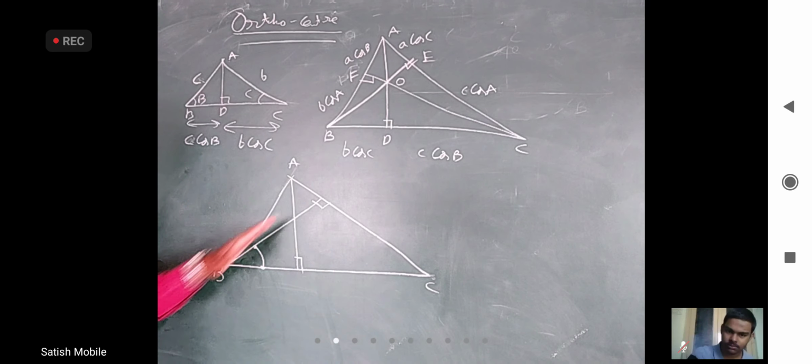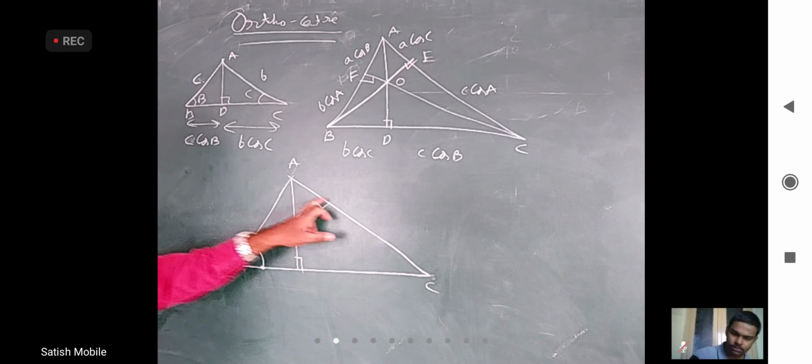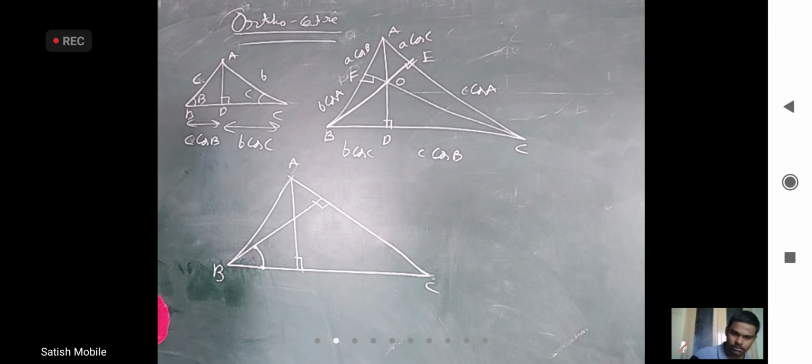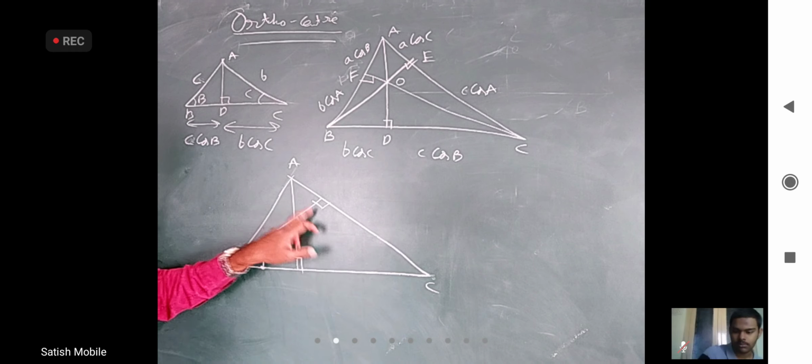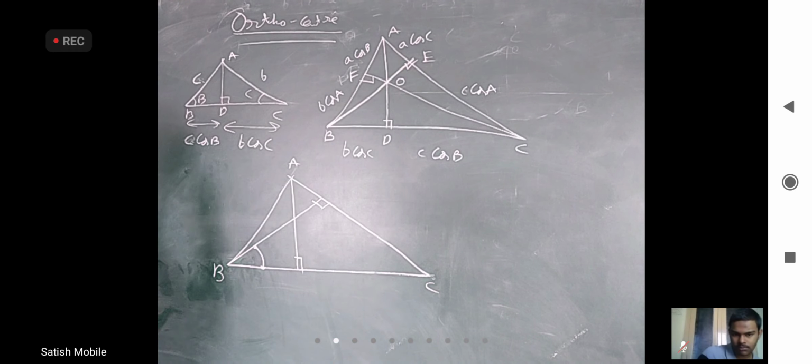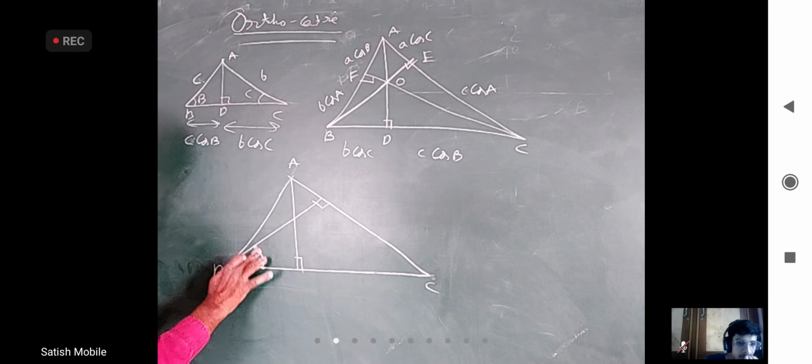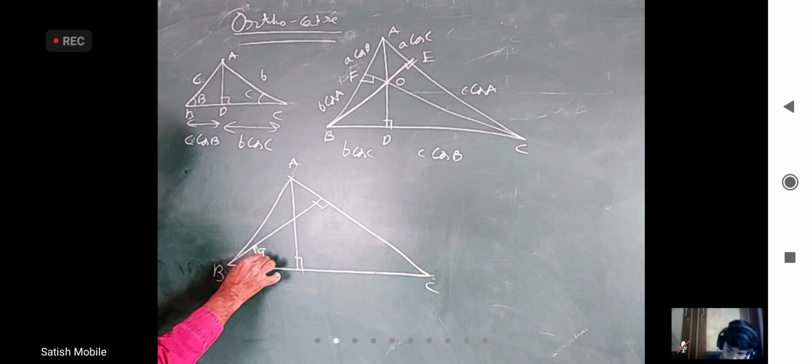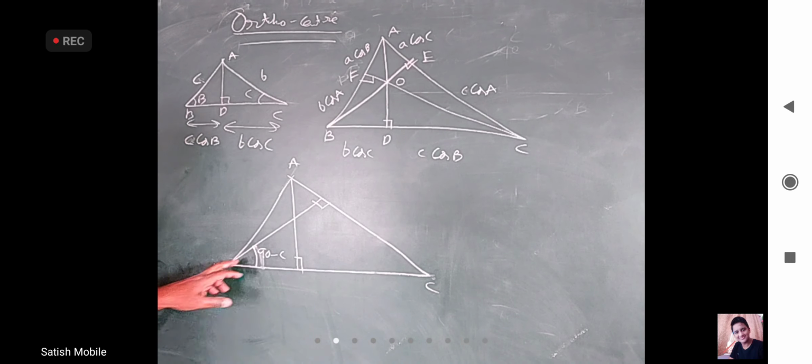This is an altitude, this is an altitude. Altitude with BC, how much angle is it making? I can give you a hint. This is a right triangle. This angle is 90, this angle is C. So what is this angle? Yes, this is 90 minus C. Okay, you have to be clear, this angle is 90 minus C, right?